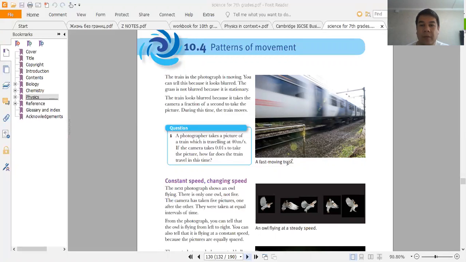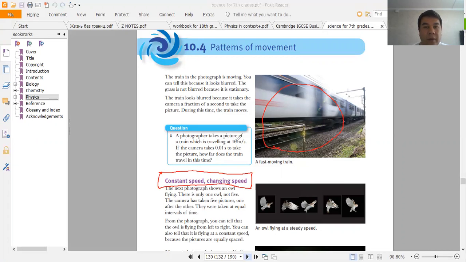From the picture you can see that here we have a fast moving train. If you pay attention, you may see how fast the train is moving. On the other hand, we have the picture of an owl, which is also flying. But before passing to the owl, I want to speak with you about constant speed and changing speed.